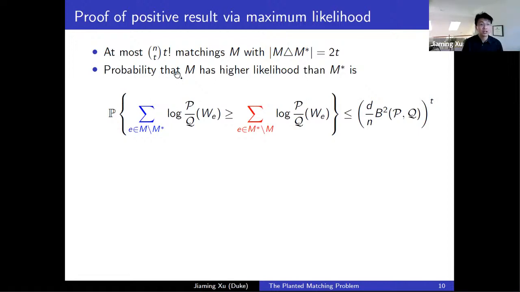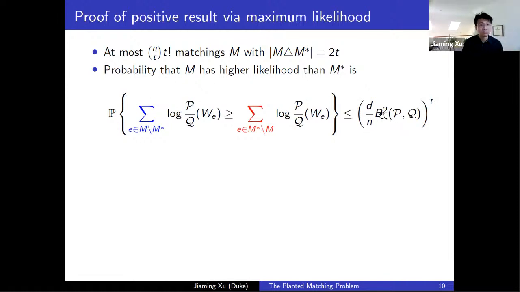And now for each of these matchings, you can compute the probability that this matching actually has a higher likelihood than M star. And this probability should be smaller, right? And this is given by the probability that the log likelihood weights of all the edges in M but not in M star are actually bigger than the log likelihood weights of all the edges in M star but not in M. And this is given by this large deviation upper bound here.